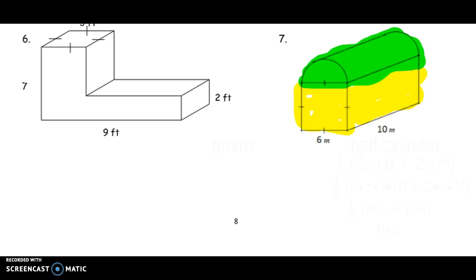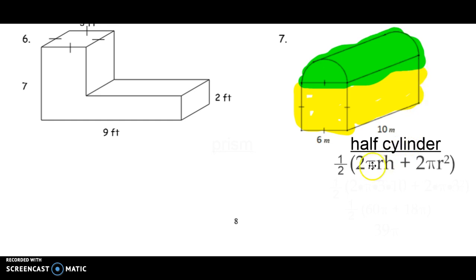Well, let's walk through the green part. The top is half of a cylinder. It's tilted over, but it's still half of a cylinder. I am interested in the sides of the cylinder and the bottom and the top of the cylinder, but I only need half of it. So I'm going to look at the total surface area of a cylinder. Here's the formula for lateral area, plus the area of the two bases. Since they're circles, it would be 2 pi r squared, but I'm only going to need half of it.